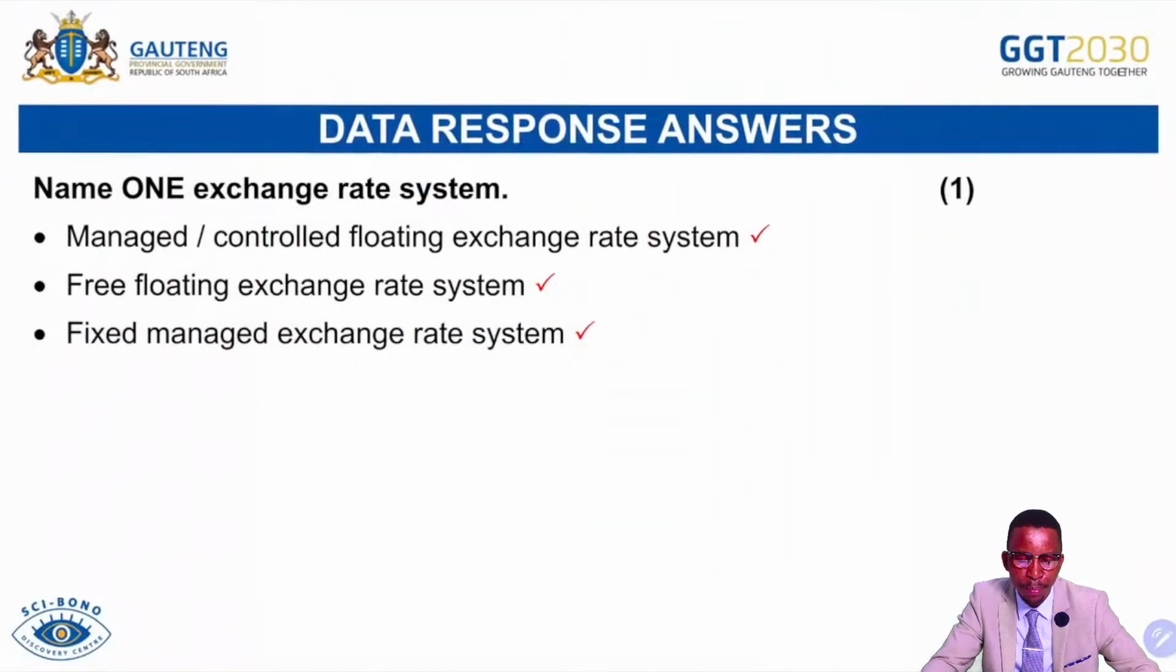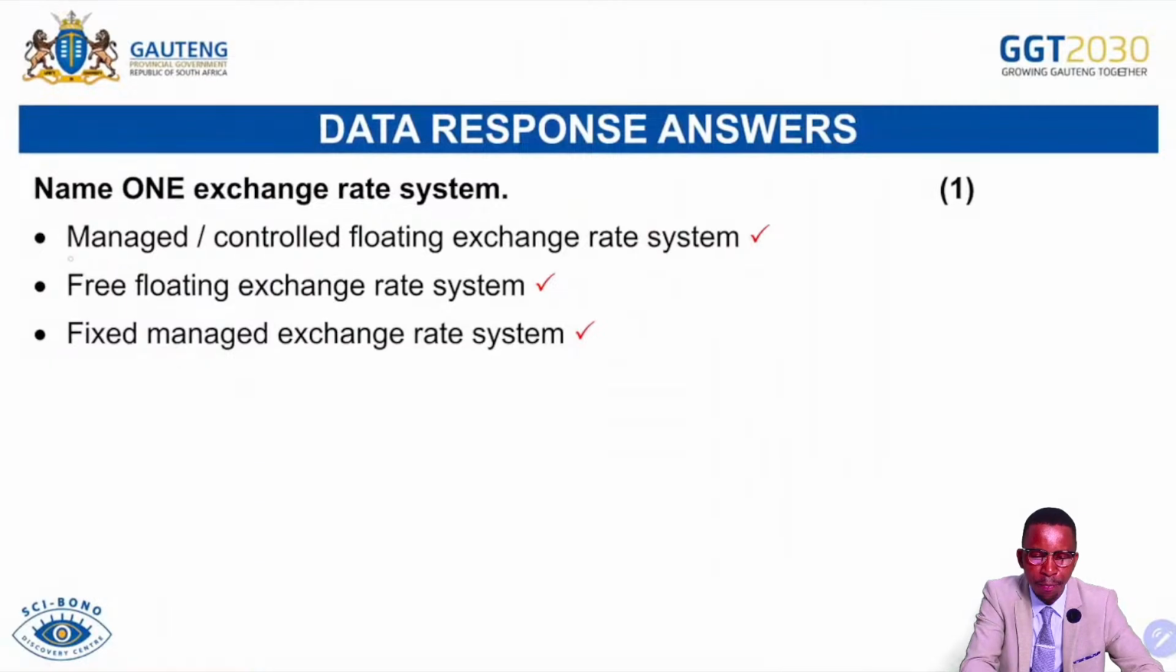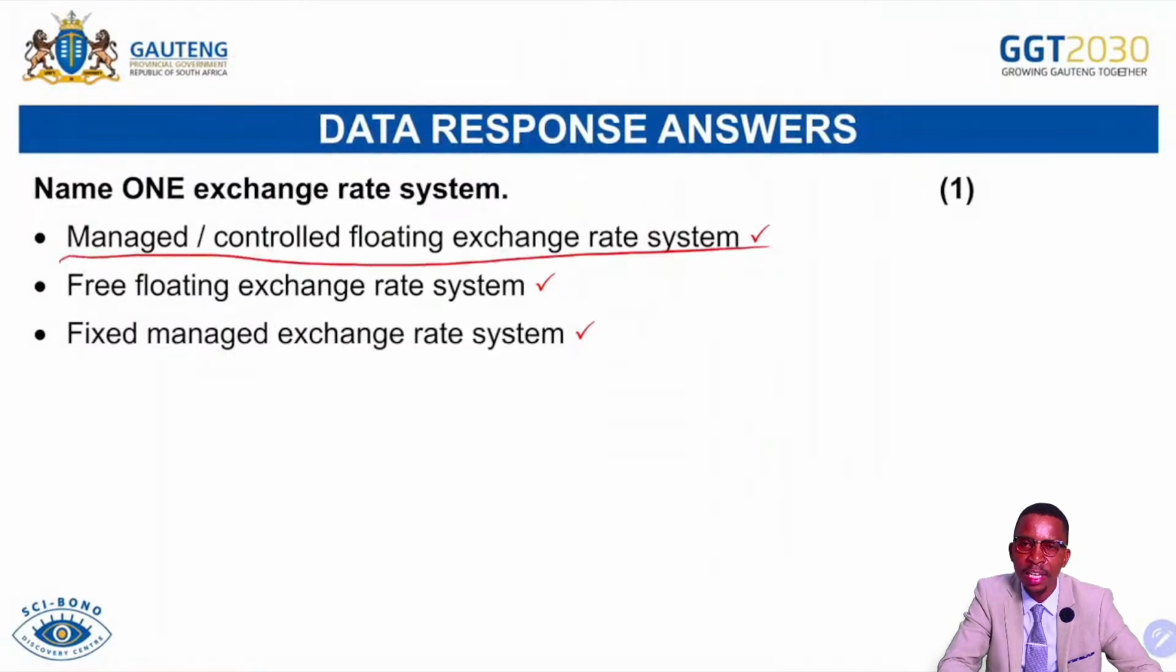Name one exchange rate system that can be used. Managed or controlled floating exchange rate. Remember, that one is when the government intervenes by setting minimum and maximum limits, but the currency can appreciate and depreciate because of market forces.